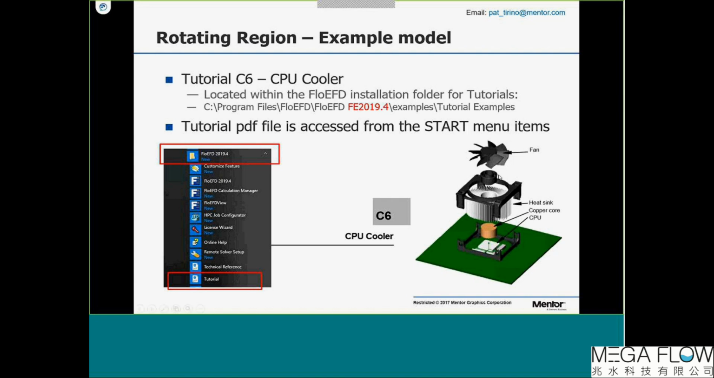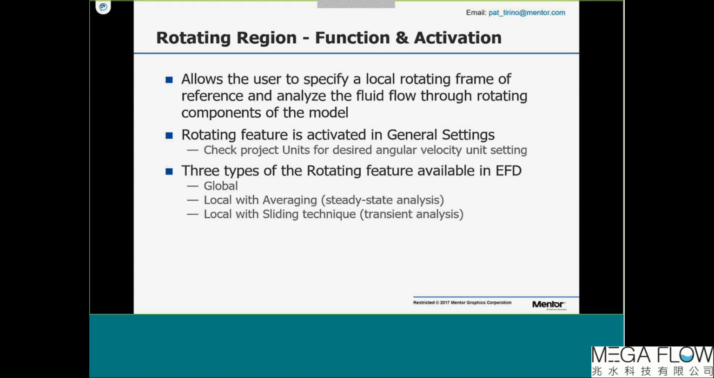So we're going to work with this as our example model when the time comes. And you can do the same thing later on. You can use the same model for reference or practice on it or take it and use some of the ideas for your own model afterwards. So the rotating region, the function and activation. The rotating region allows the user to specify a local rotating frame of reference and analyze the fluid flow through the rotating components of the model, such as a fan or impeller or a pump.